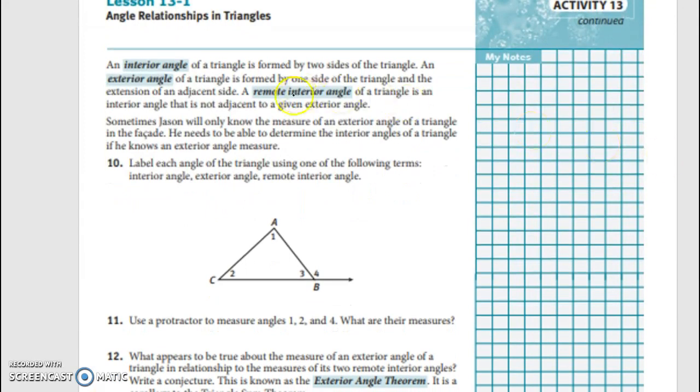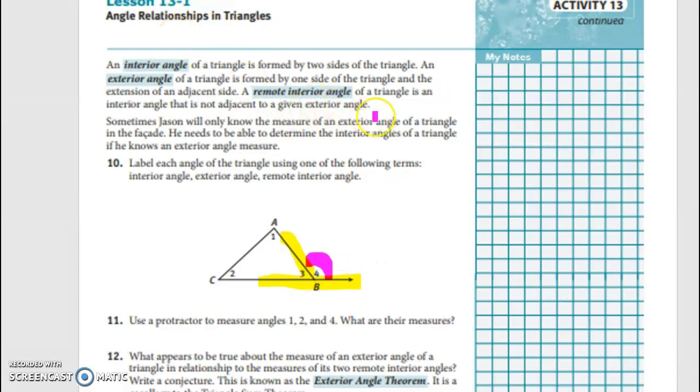Alright, so what have we got? An interior angle of a triangle is formed by two sides of the triangle. Okay, so any of the inside angles obviously are formed by two sides. An exterior angle of a triangle is formed by one side of the triangle and the extension of an adjacent side. Okay, so we've got, this is an interior angle, and then out here we have our exterior angle. See how it's formed by one of the sides of the triangle, and then the adjacent side, this side next to it, the extension of that. So we've got our exterior angle right here.